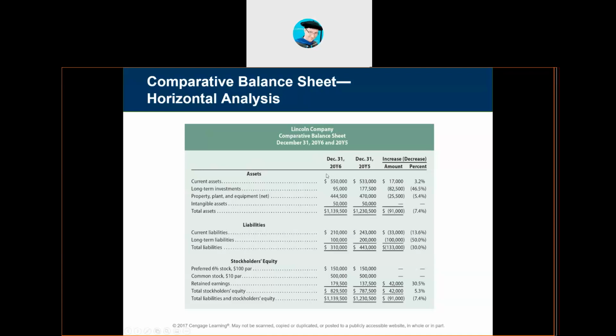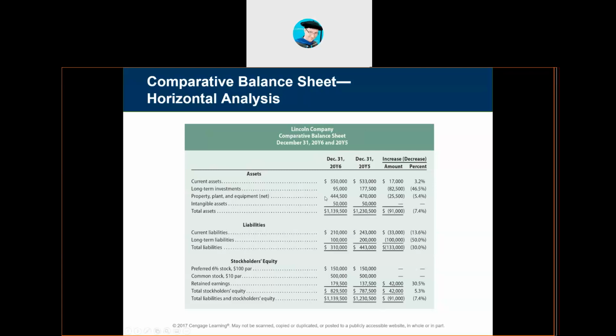The number you have on the bottom of the fraction or the division is the base. We call it the base. So 2015 would be the base, right? So 2016 minus 2015 divided by 2015. That tells you percent change.